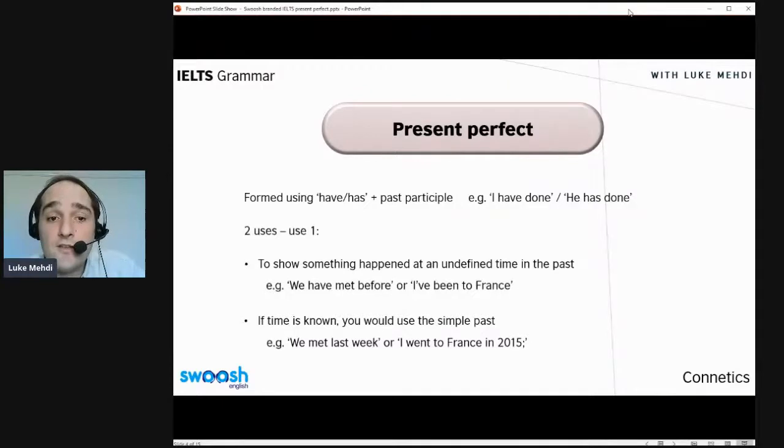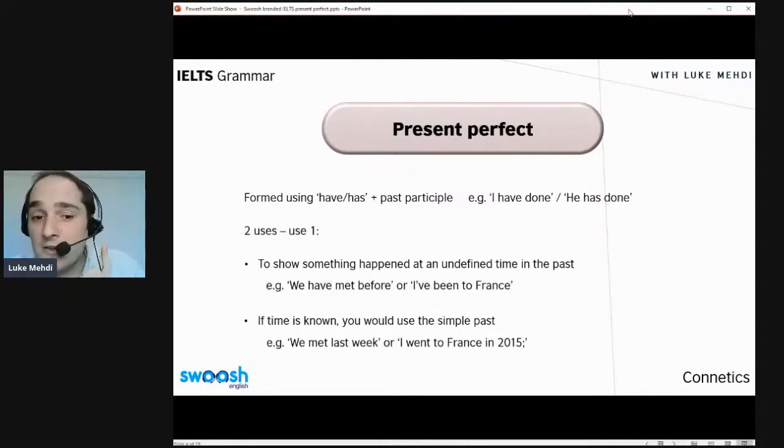You might use it to show that something happened at an undefined time in the past or an unknown time in the past. For example, we have met before, or I've been to France. I'm not telling you when these things have happened. You just know that at some time in the past, I have been there or we have met.